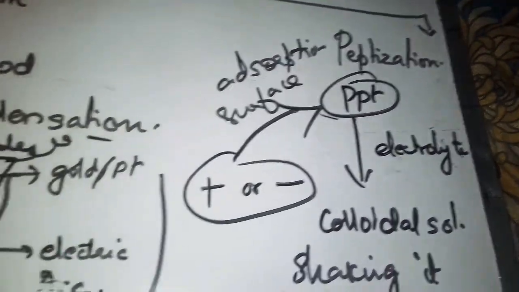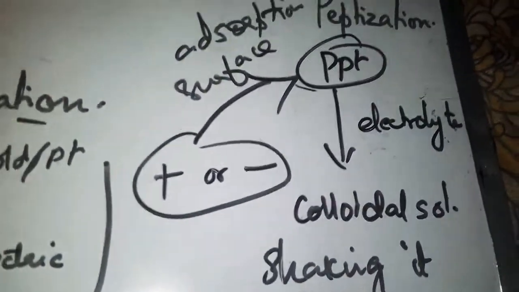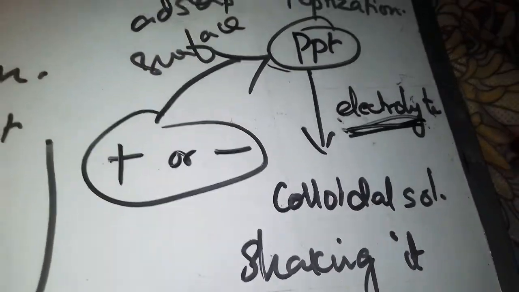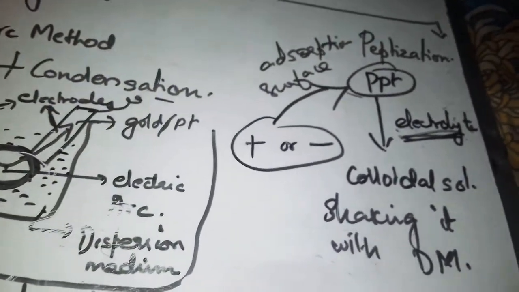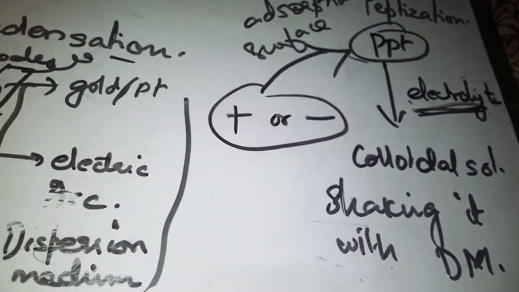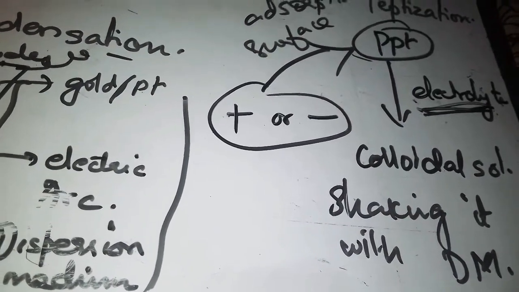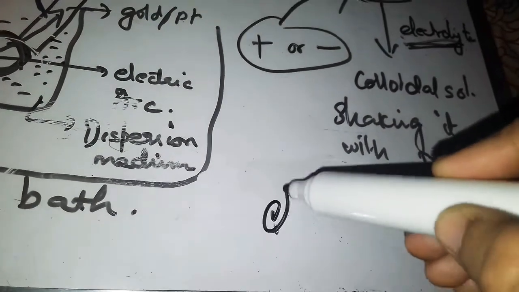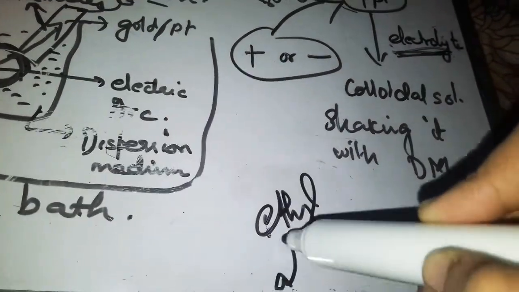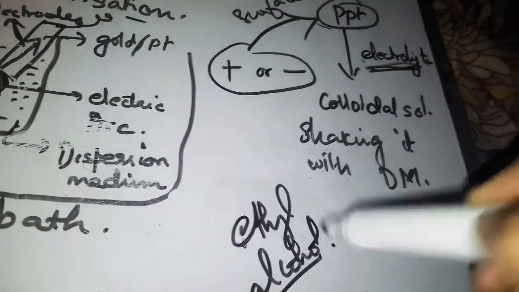We are using an electrolyte for this process to occur, right? So that electrolyte is what we call the peptizing agent. Okay, peptizing agent. And an example for this is that cellulose nitrate is peptized by an organic solvent such as ethyl alcohol. Okay, ethyl alcohol. Okay, I forgot to write peptizing agent.